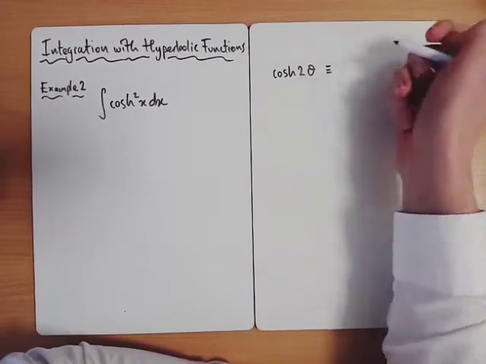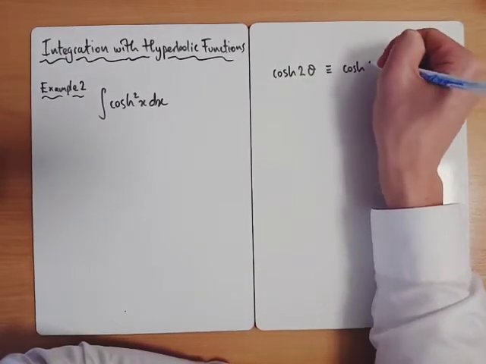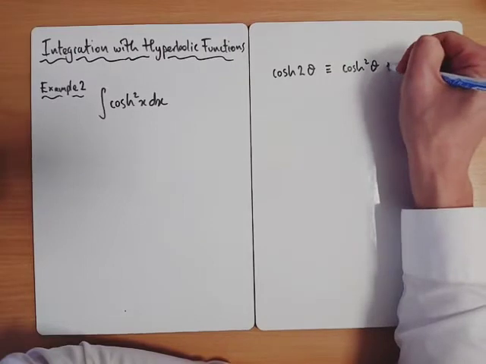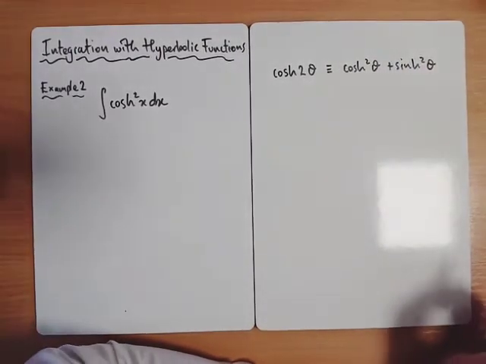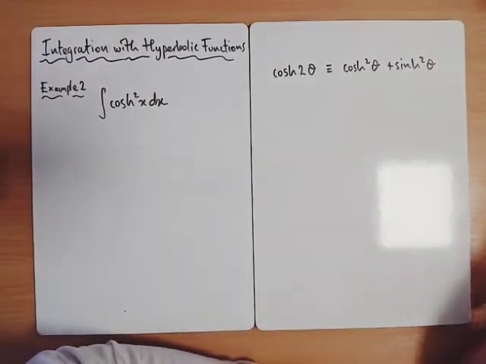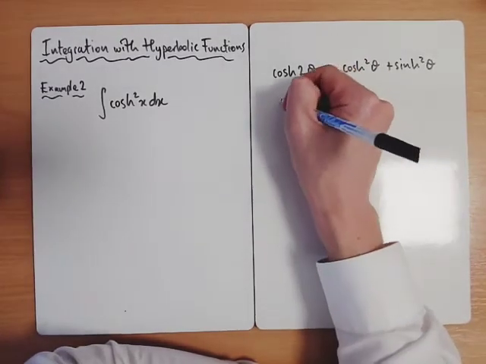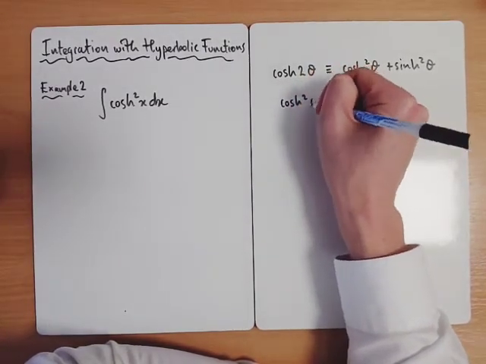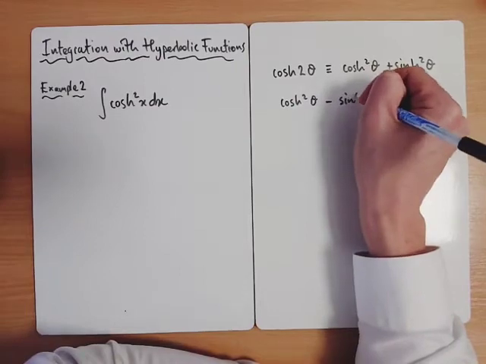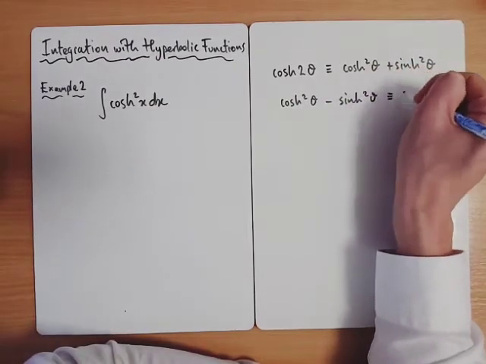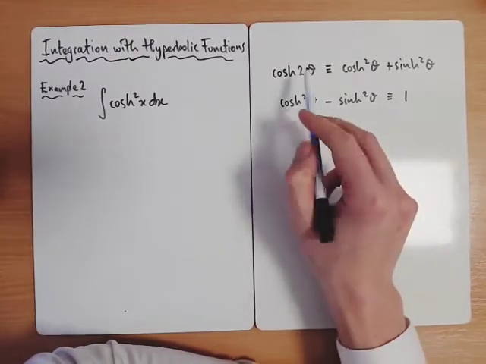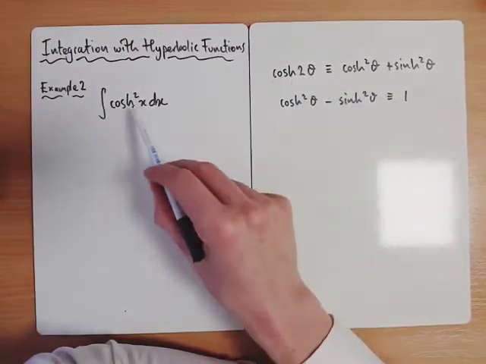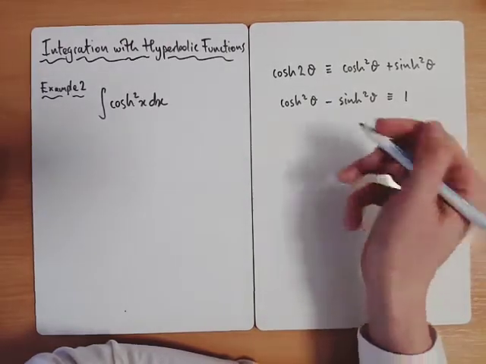cosh 2 theta is equal to cosh squared theta plus sinh squared theta. You actually get that in the formula booklet, so you don't need to remember this one. Cosh 2 theta is cosh squared plus sinh squared, and we also know that cosh squared minus sinh squared is equal to 1. So combining these two identities together, we should be able to represent cosh squared in terms of cosh 2 theta.